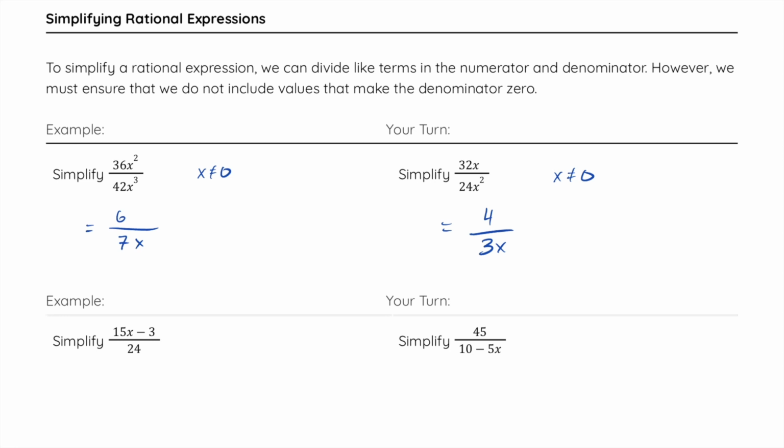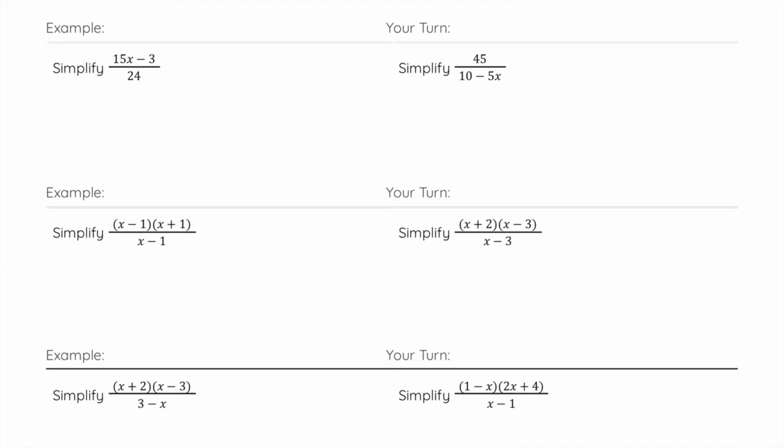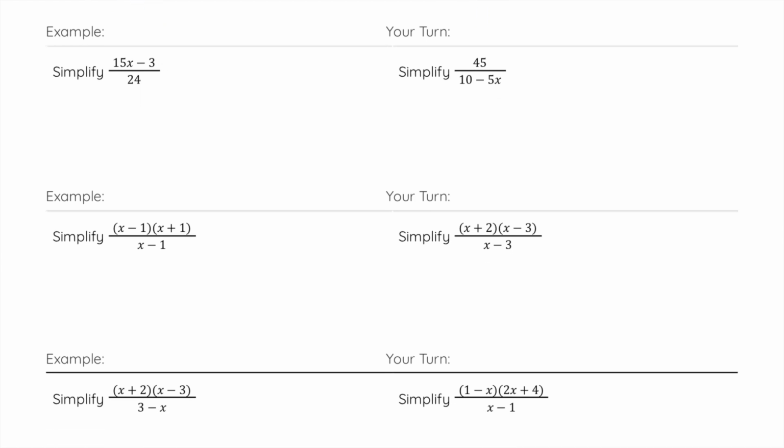All right, so that one's 4 over 3x as long as x is not 0. Let's move on to this next one here. We have 15x minus 3 over 24. All three of those terms have a common factor of 3. Now notice I said all three and not just two of them. If you want to factor out a 3, you need to factor out all three terms. And so if I divide a 3 through each of them, I end up with 5x minus 1 all over 8. Now there's nothing in the denominator that would make this undefined, so we can just leave it at that. So pause the video, try the one next to it.